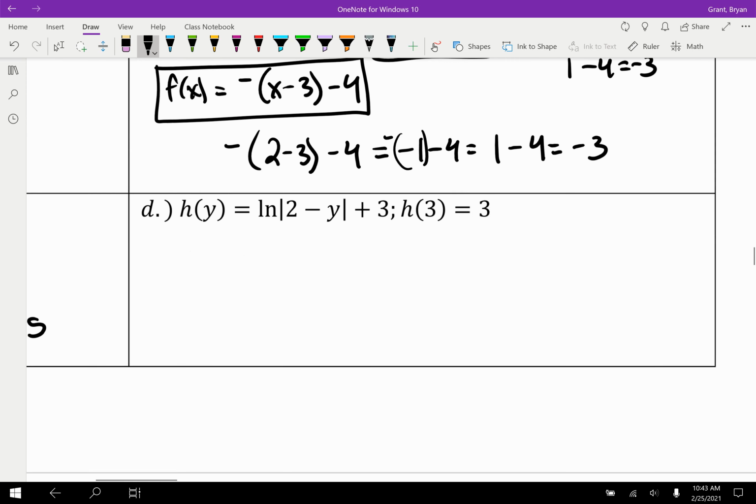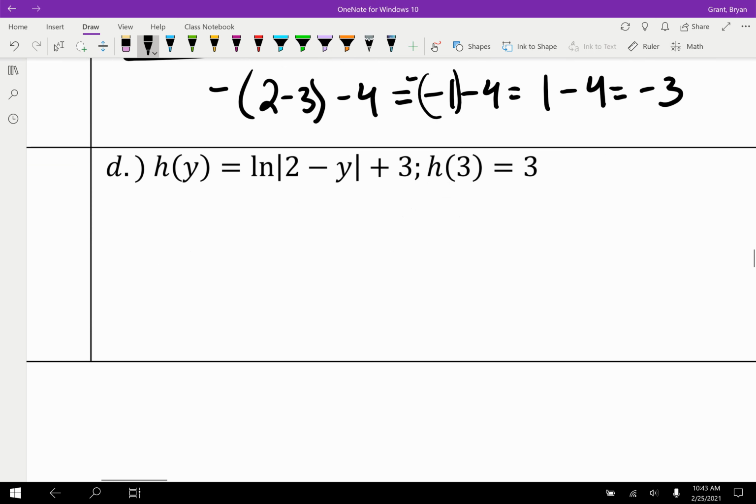One more. Oof, natural log. Life's getting crazy. We got this though. So first thing I'm going to do is let's try 3 in here. 2 minus 3 is negative 1. But we normally can't do the natural log of negative numbers, which is why there's absolute value. We need the absolute value to turn that to a positive, and then life is good.